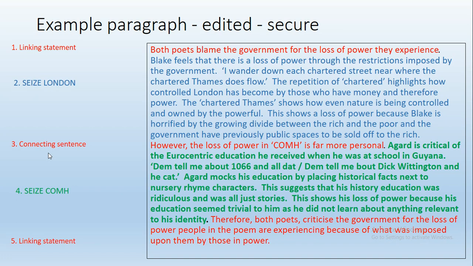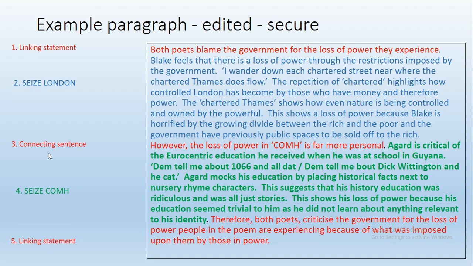This shows a loss of power because Blake is horrified by the growing divide between the rich and the poor, and the government have previously, that sentence isn't the right way around. Have previously, it's meant to say, have sold off previously public spaces to the rich. However, the loss of power in Checking Out Me History is far more personal.